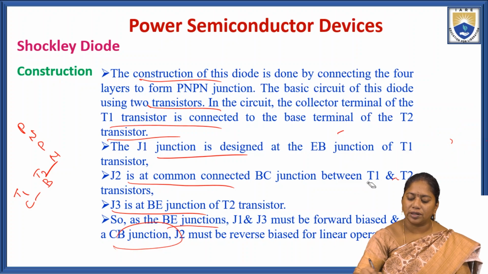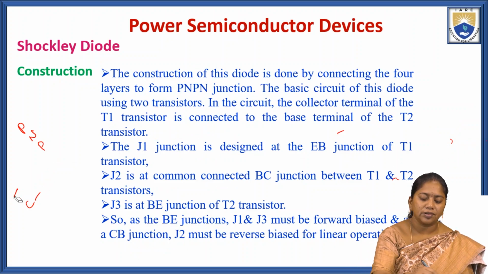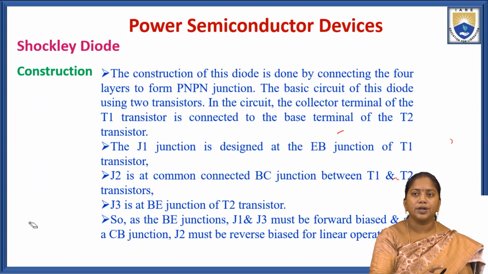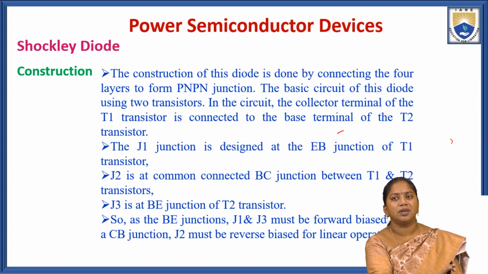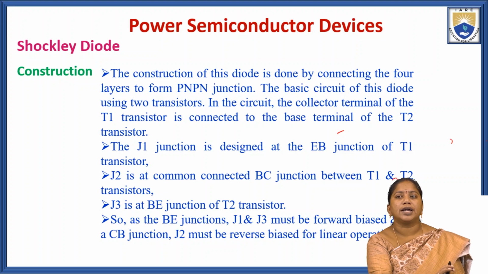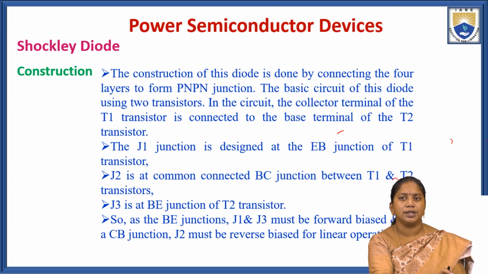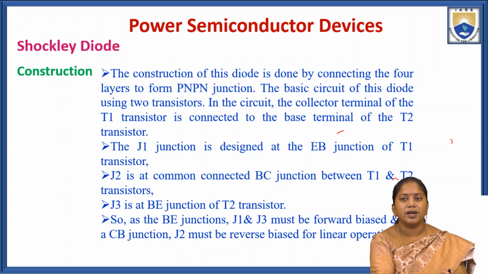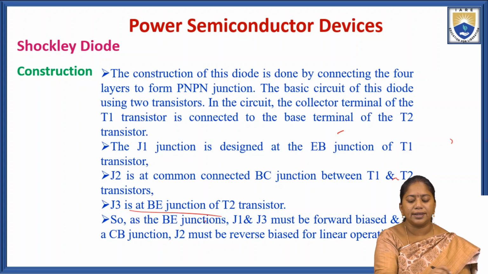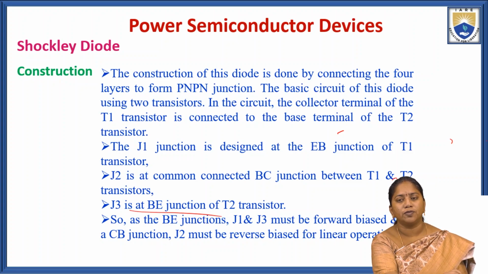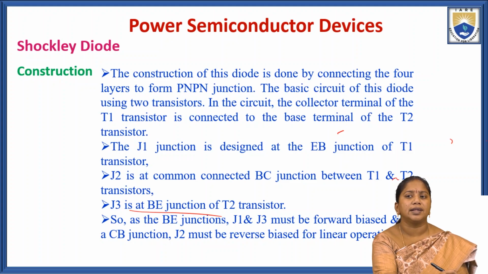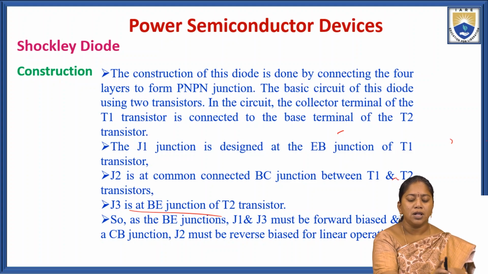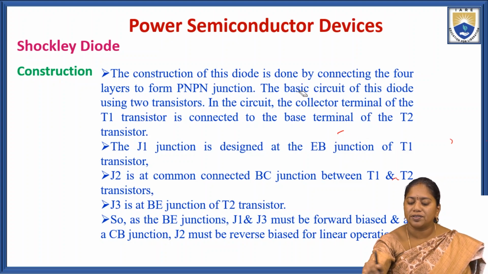So the construction of the Shockley diode is done by using 4 layers of semiconductor. The basic circuit can be designed using 2 transistors, T1 and T2. J1 is the EB junction of T1, J2 is the common BC junction between T1 and T2, and J3 is the BE junction of T2. J1 and J3 must be forward biased, and the common junction J2 must be reverse biased.